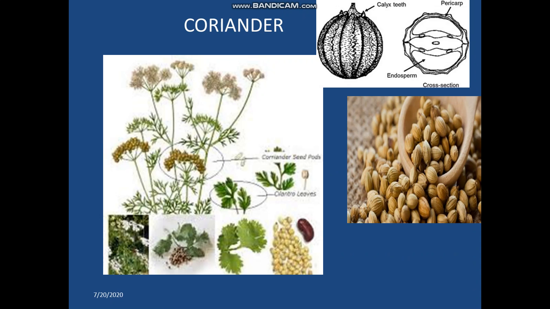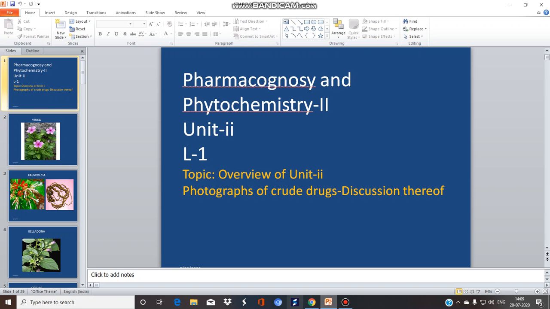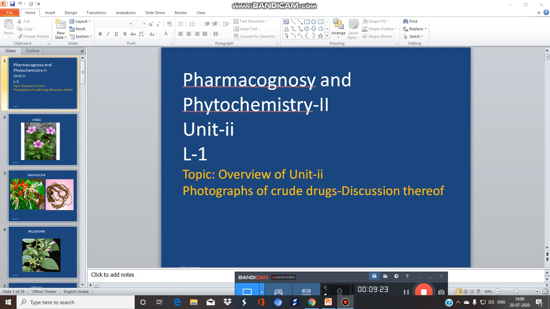Coriander, yes, very, very important. Coriandrum sativum, again, umbel inflorescence is there, so the Umbelliferae family. So this plant is also used as a condiment, as a spice, as a stomachic, as a carminative, as an anti-flatulent. So these are all the plants that we are having in this semester. So we will cover them one by one.